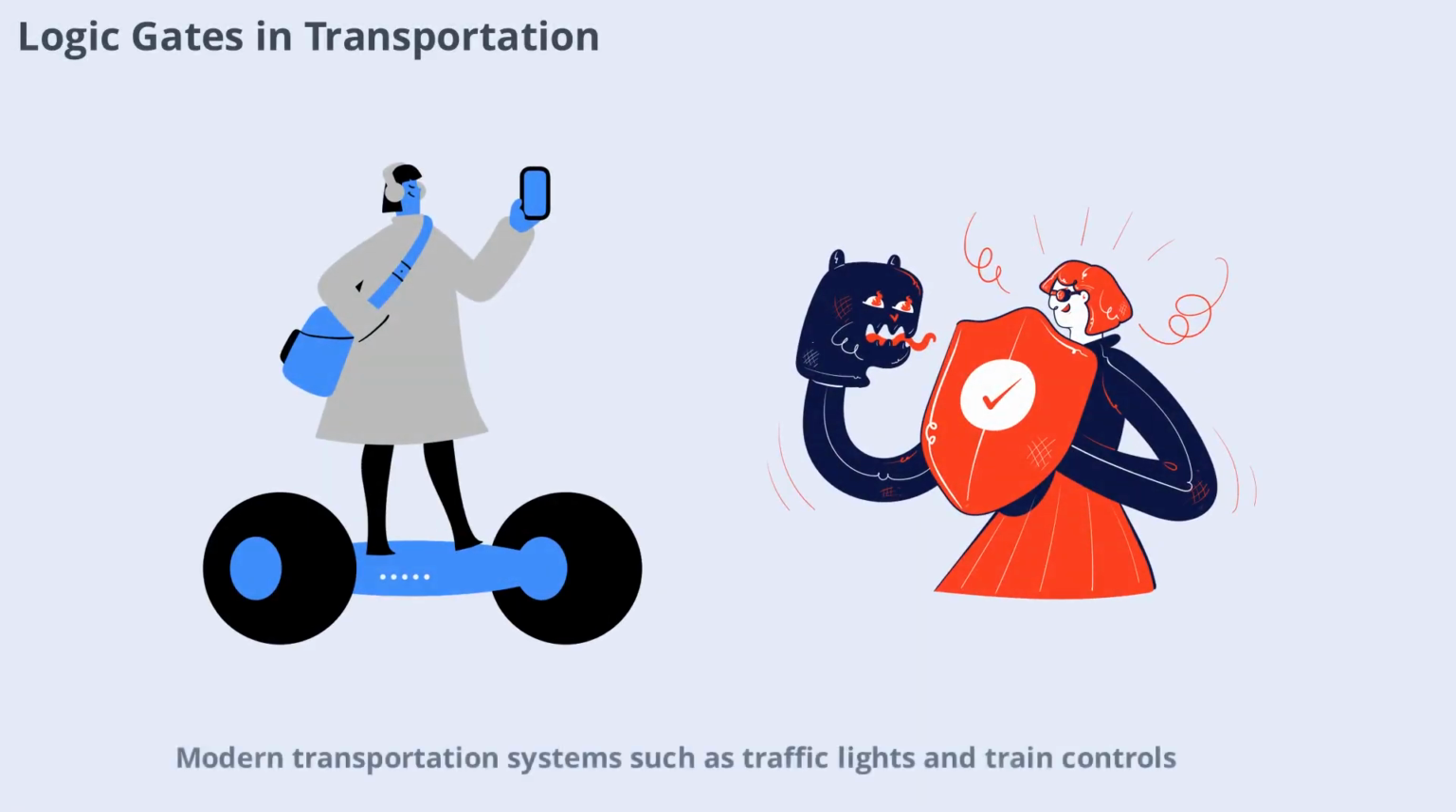Modern transportation systems such as traffic lights and train controls use logic gates to manage signals and ensure safety. For example, a train crossing gate might only lower if both a train is approaching and the road is clear, using an AND gate. Logic gates help coordinate complex systems, making transportation safer and more efficient.